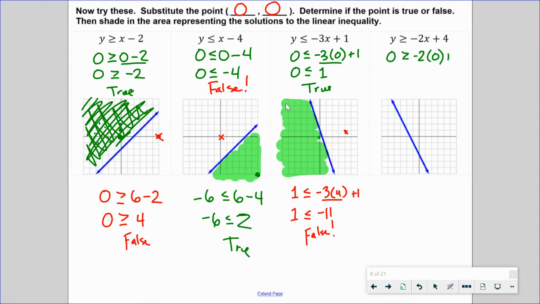And let's try it again. Should we shade up? Should we shade down? In this case, -2 times 0 is 0, plus 4 is 4, and that's false. So let's not shade that one in. Let's try something else. Let's try -6, -1. So we'll substitute in -1. -2 times -6 is 12, plus 4 is 16. True or false? What'd you do, Mr. Callan?